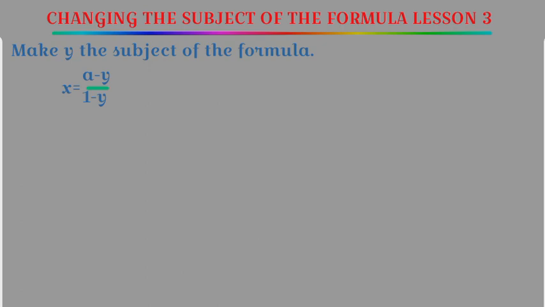We are making y the subject of the formula. On the screen, as you can see, there is this question: x is equal to (a minus y) over (1 minus y). Remember, we are making y the subject of the formula.